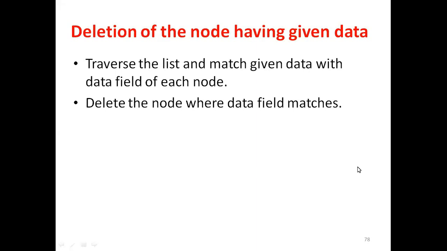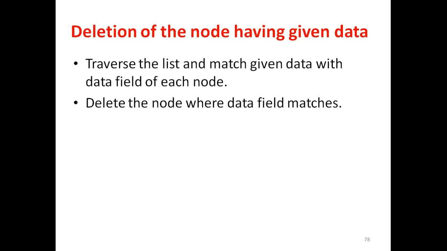Now I'll discuss deletion of the node having given data in a linked list. In order to do this, we have to traverse the list from the first node to the node where the given data is matching, and then we can delete the node. This operation can be done in a singly linked list or in a doubly linked list also. In any linked list, this can be done.